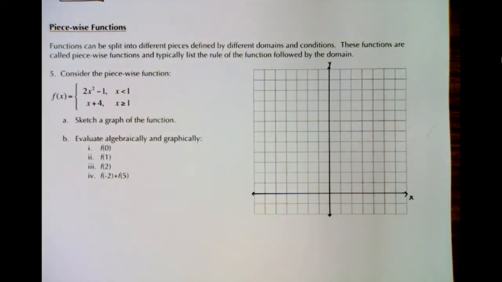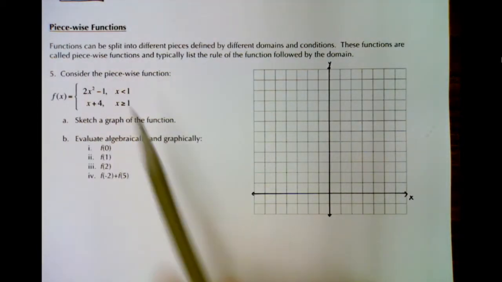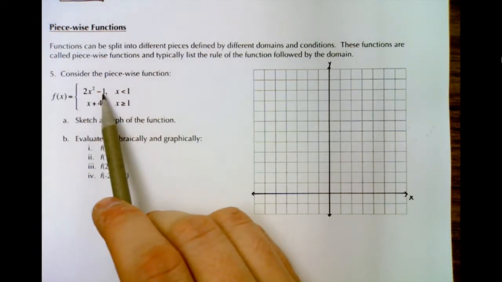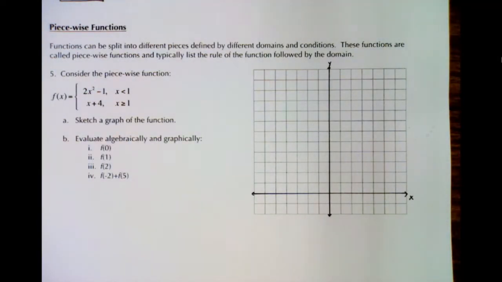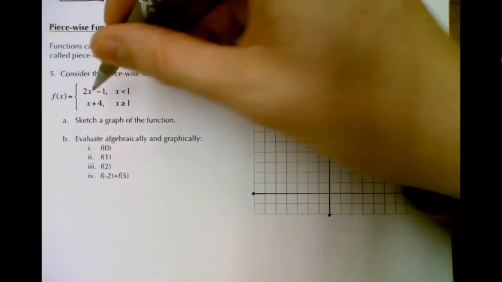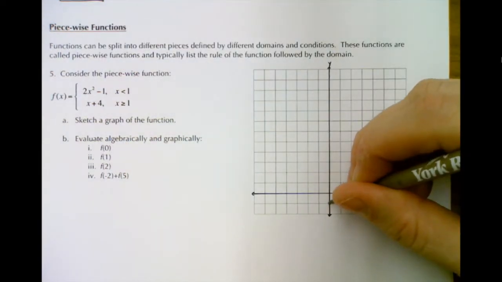So we're going to start by graphing the first part, 2x squared minus 1. If you think about what that looks like, that's a parabola that's been stretched by a factor of 2 and shifted down 1. So its vertex would be 0, negative 1. So I'm going to start by graphing the vertex.